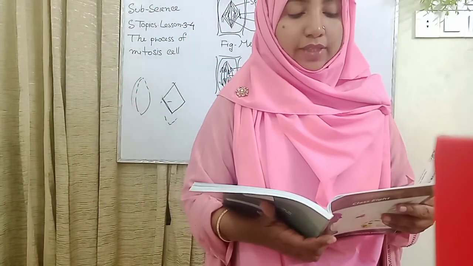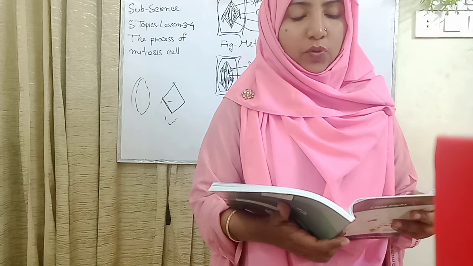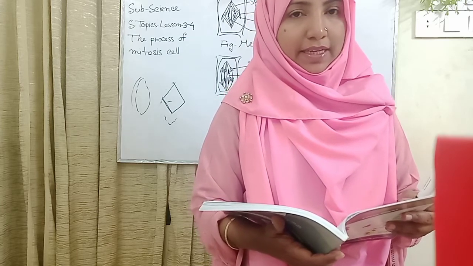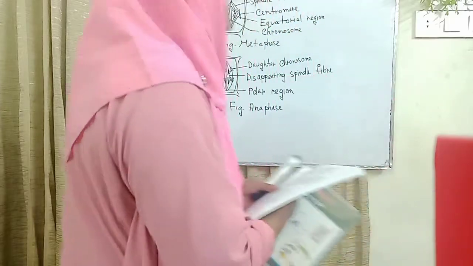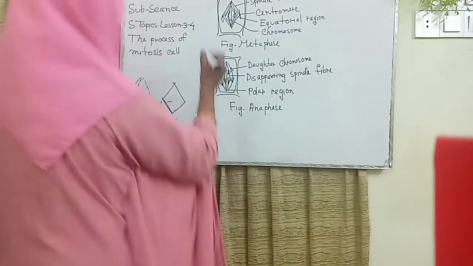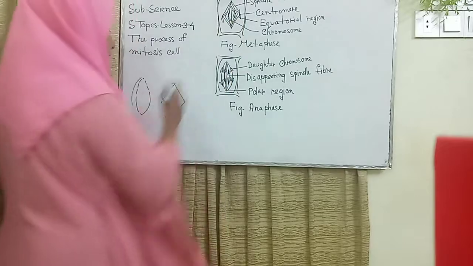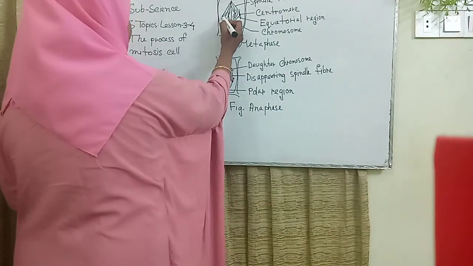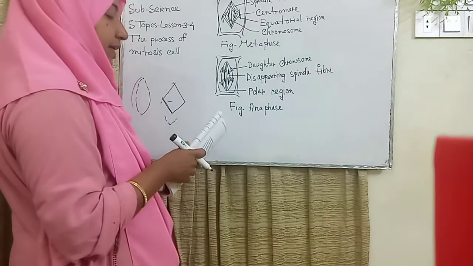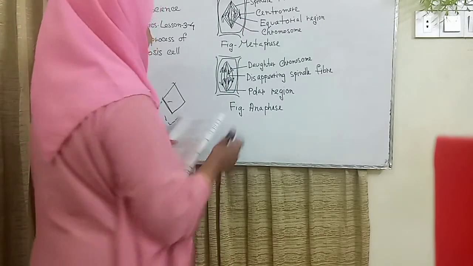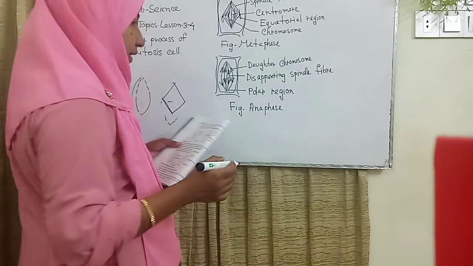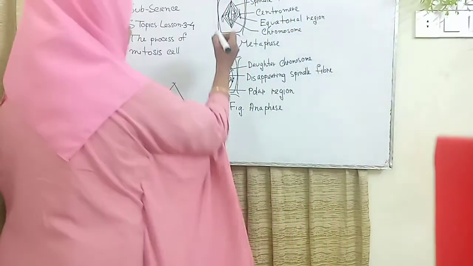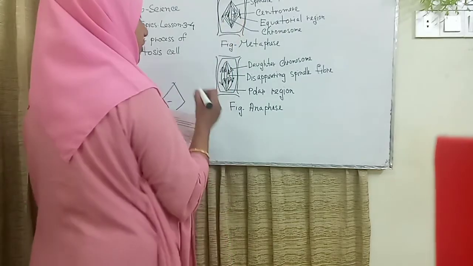All the chromosomes come and locate at the equator of the spindle apparatus and get attached to the centromere by spindle fiber. Again, all the chromosomes come and locate at the equator of the spindle apparatus, and they get attached to the centromere by spindle fiber. This structure is the centromere.